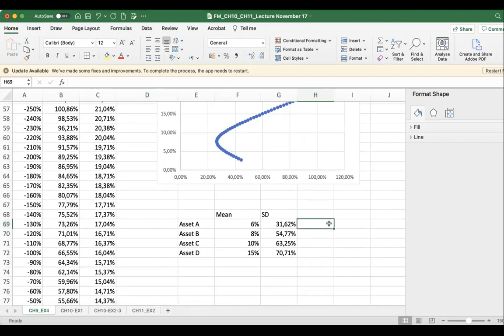So this is the formula text for this standard deviation. So from where we got it.